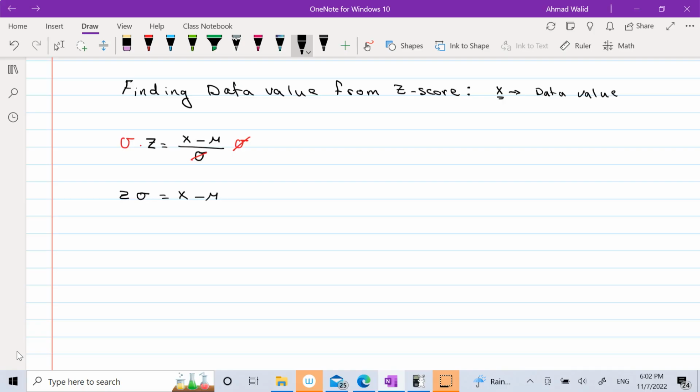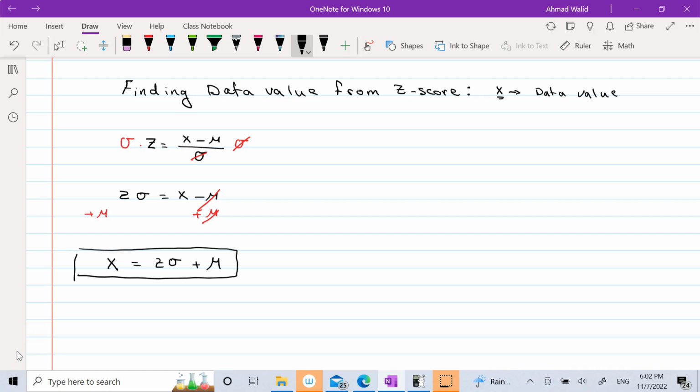Now, again, I want to solve for x. Here, I will add mu to both sides of my equation, correct? These two cancel out, you see, x is now alone on one side. Then I can say x equals z times sigma plus mu. This will be the formula, the box one. You don't need to learn these steps, correct? You are not required to learn any proof or deriving any formula.